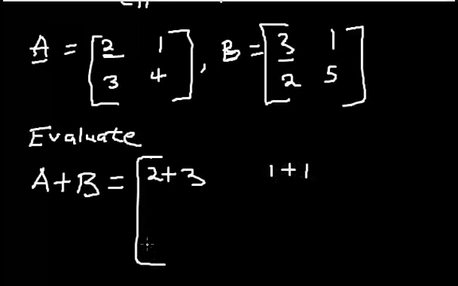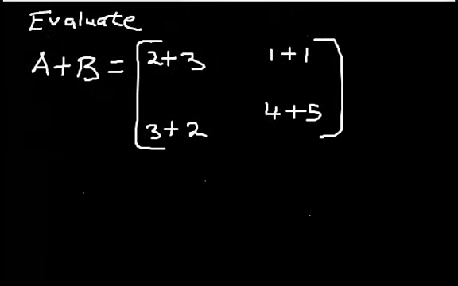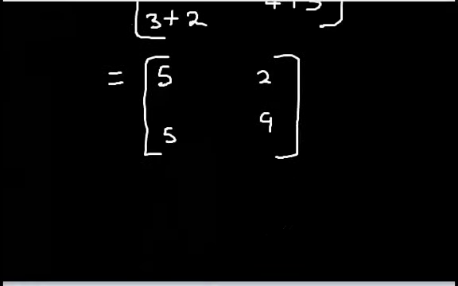At this point I'm having 3 plus 2, and at this point I'm having 4 plus 5. It's just as simple as that. So my new matrix is going to be equal to 5, 2, 5, then 9. It's as simple as that.